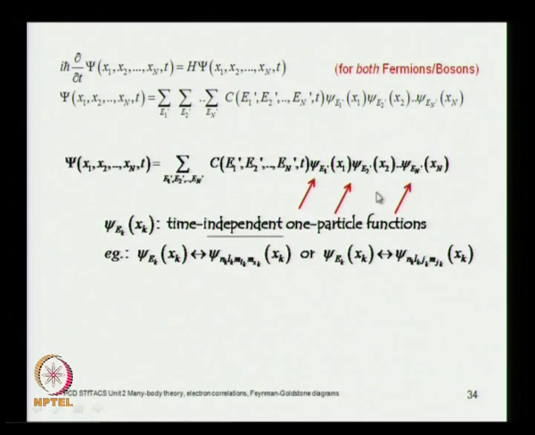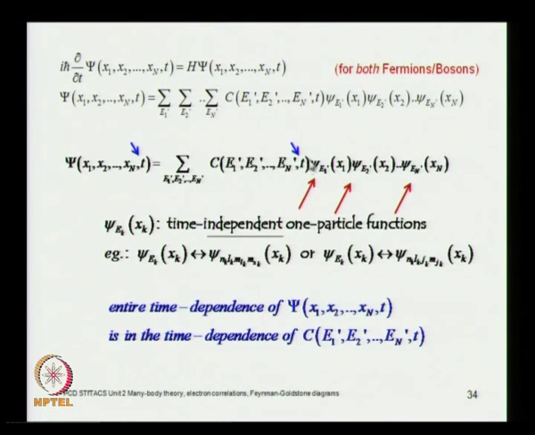These are time independent, the single particle states are independent of time. All the time dependence is in this coefficient C, this is where the time dependence is. So, there is of course a time dependence, the Schrodinger wave function is of course a time dependent function as you can see from here, but the time dependence is not in these single particle states, it is in this coefficient C. This is where the entire time dependence is, in this T. So, the coefficients C are time dependent, the single particle states are not.